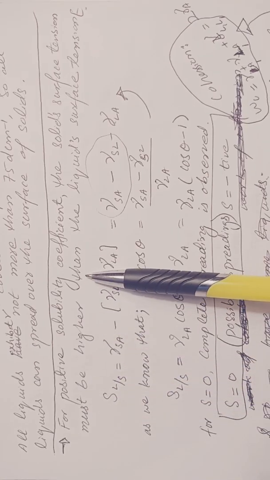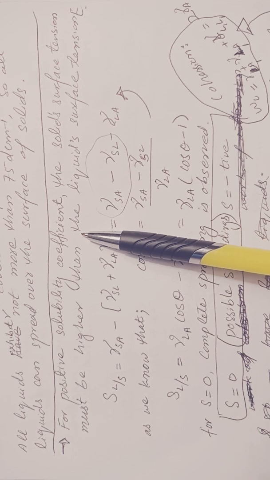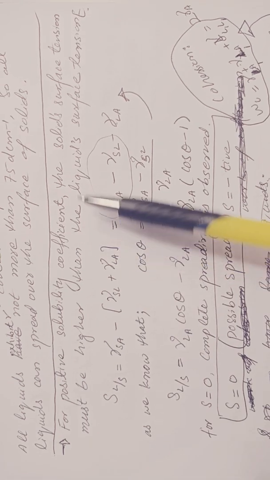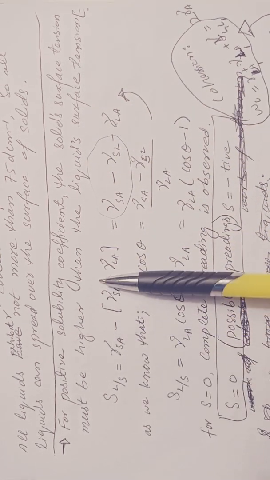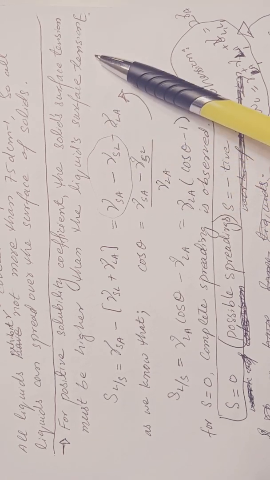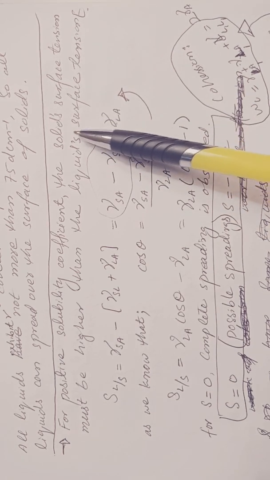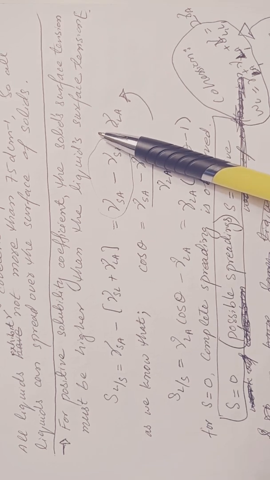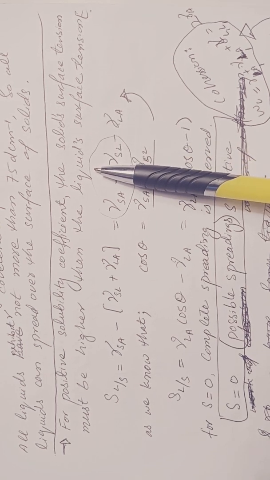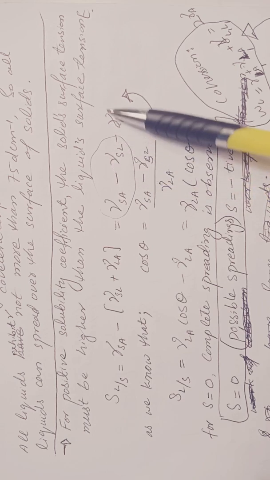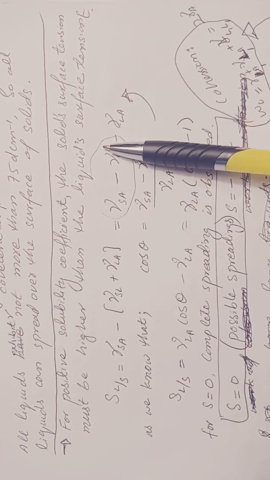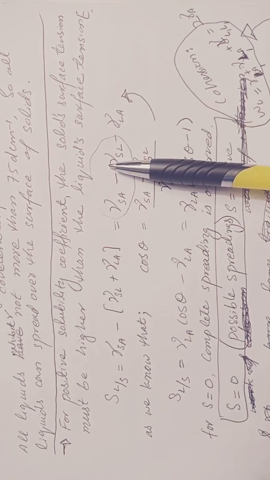For a positive spreading coefficient, that means that the Gibbs free energy of spreading is negative and spreading is possible. So the solid surface tension must be higher than the liquid's surface tension. Why? Because the solid has the infrastructure of molecules or atoms which are tightly bound with each other, so the surface tension must be much higher as compared to the liquid one.